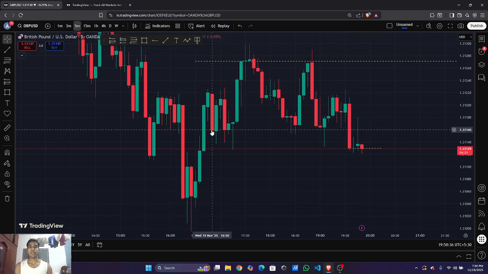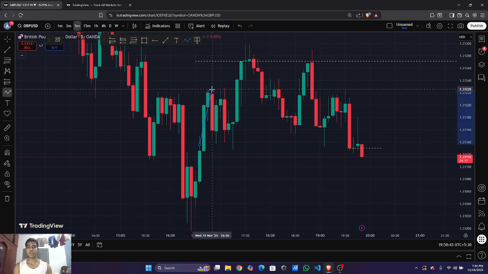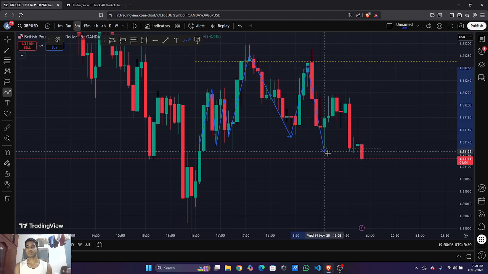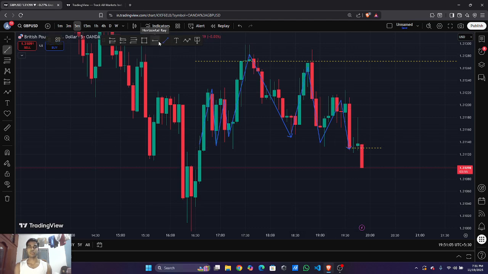So the higher time frame and lower time frame concept, where, let me draw it for you. So buyers are not able to push higher, and the same you can see over here. So there was a line, we can draw a line over here.